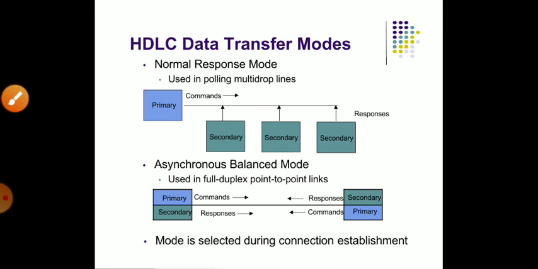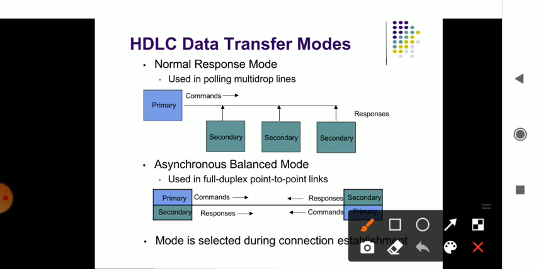And in the HDLC, it has two types of response mode. One is the normal mode, another one is the asynchronous mode. Normal response mode means you are sending the information in one way. Both ways it is not there. One way the information is transferred from one point to the other drop lines, the secondary devices to which the information is transmitted, and they give a response to that particular line.